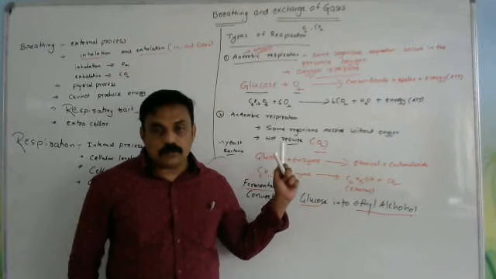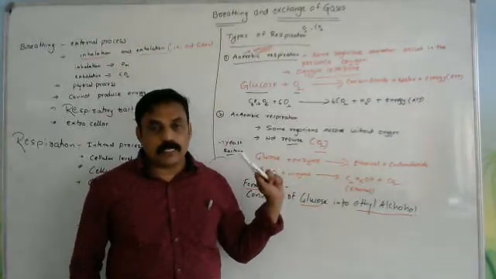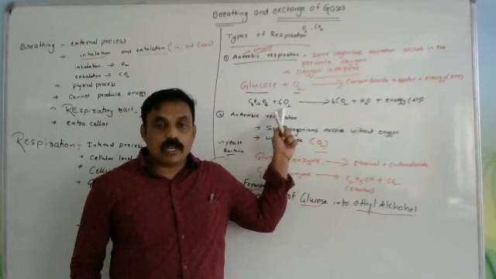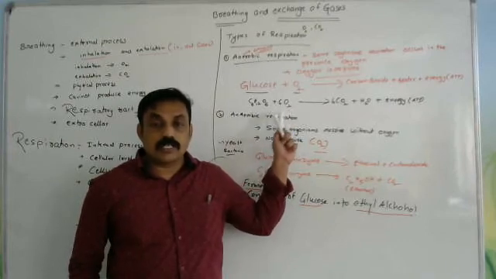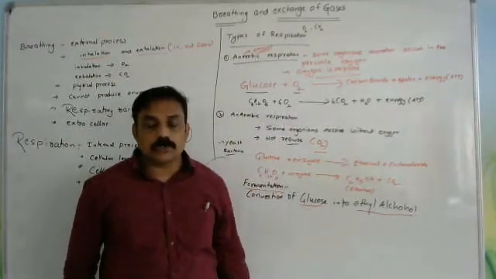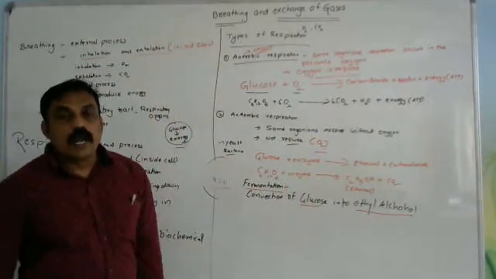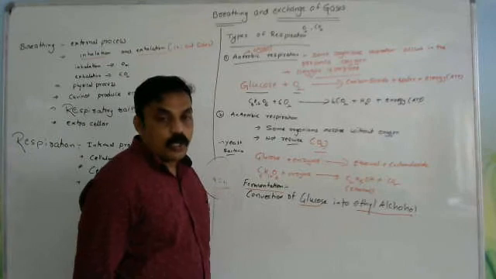Don't get confused. You simply have to remember: an means without, and aero means oxygen. Oxygen is not involved in this respiration. Examples are yeast and some types of bacteria, where anaerobic respiration occurs.